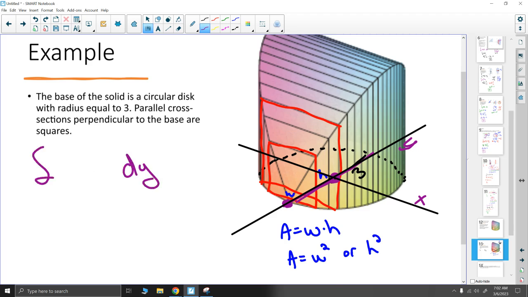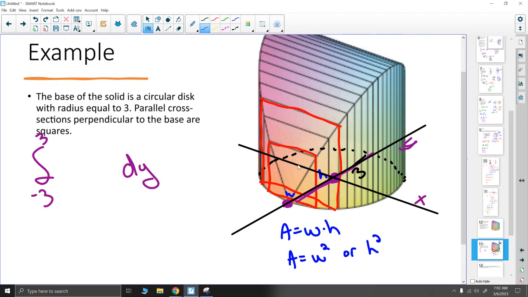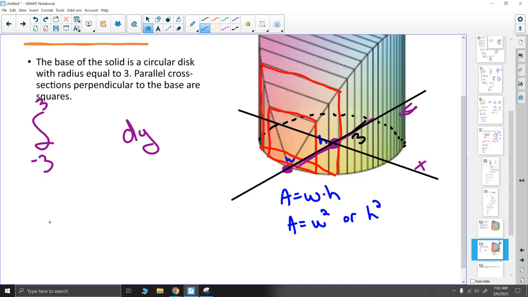We could also integrate with respect to x, maybe from -3 to 3 as well. The problem is that if we do that, we'd have to be going off of these faces, and these faces look like this. So we want to do it along this axis where the faces are squares. So we're going to do it from -3 to 3. But this is a circle, so technically I could do it from 0 to 3 and just double it. Either one works.